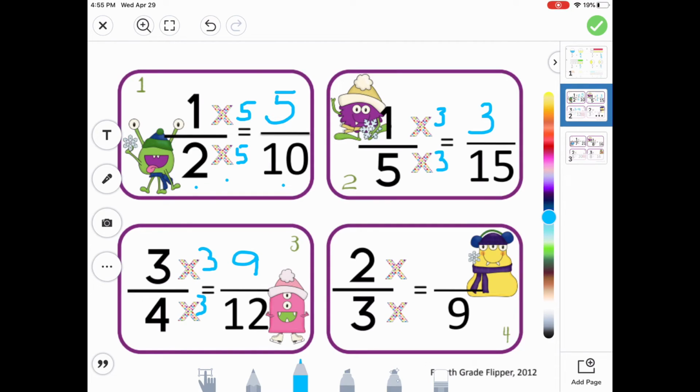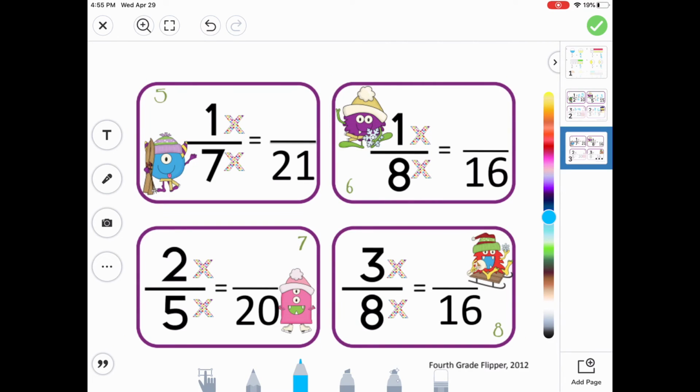Number 4, I also multiplied 3 times 3 to turn it into 9. Whatever you do on the bottom, you have to do on the top. 2 times 3 is 6. The equivalent fraction is 6/9. And on the last page, I know 7 times 3 equals 21. Whatever you do to the bottom, you do on the top. And 1 times 3 is 3, so my equivalent fraction is 3/21.